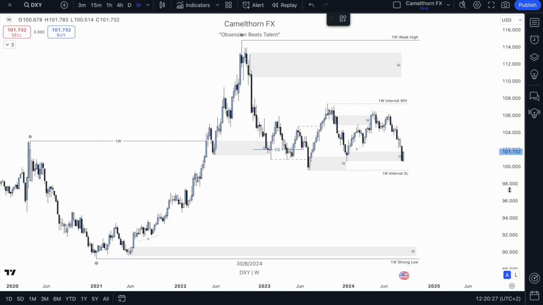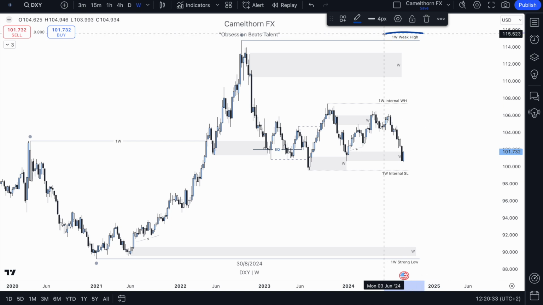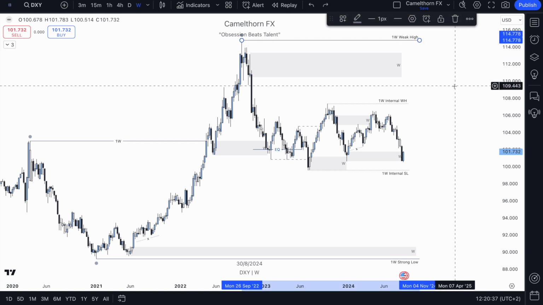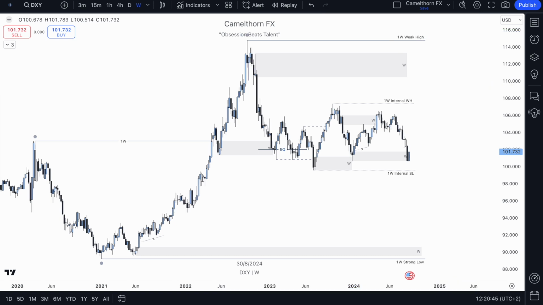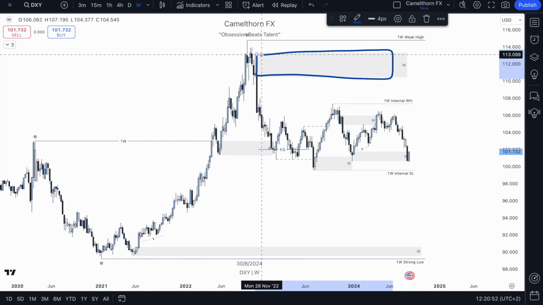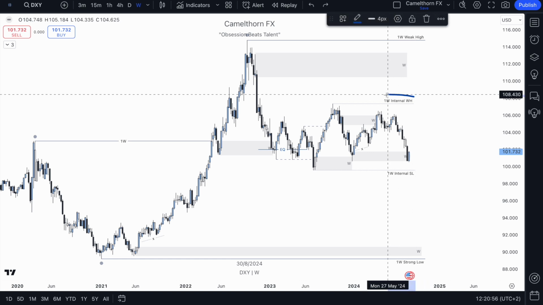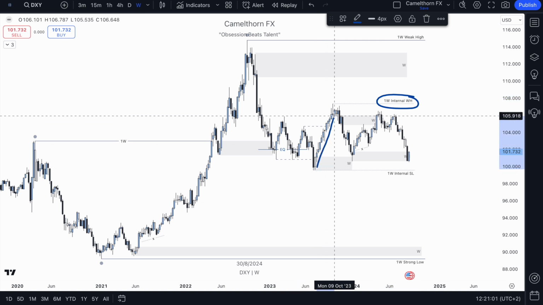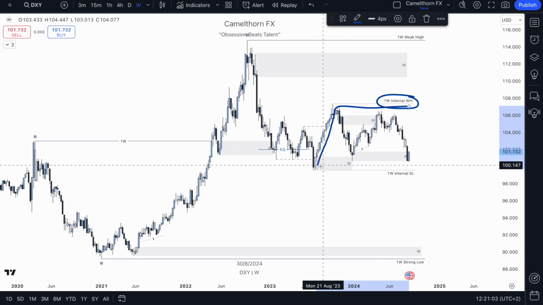Now, because of the fact that we are trading within this bullish weekly range on the DXY, the current overall objective is for price action to violate this weekly high, which sits at around 114,778. Obviously, before we get to that level, price will first need to come in and interact with this weekly supply. And before price can get to that weekly supply, we would need to see a violation of this weekly internal week high, which sits at the top of this bullish internal range.